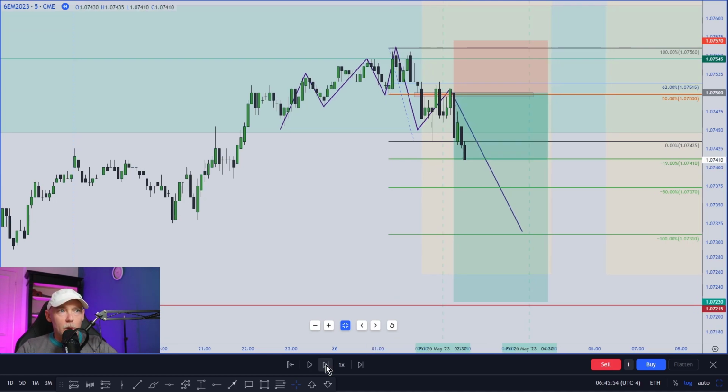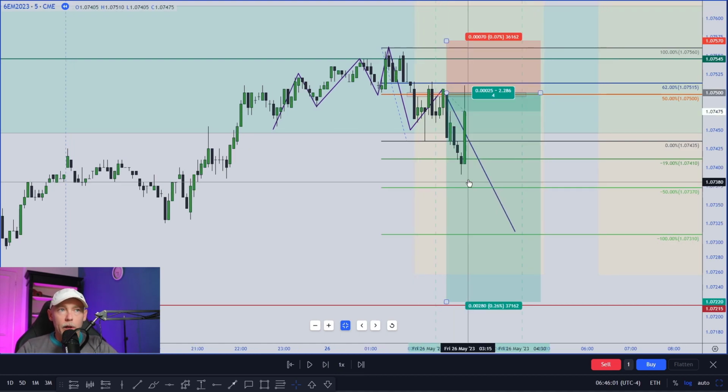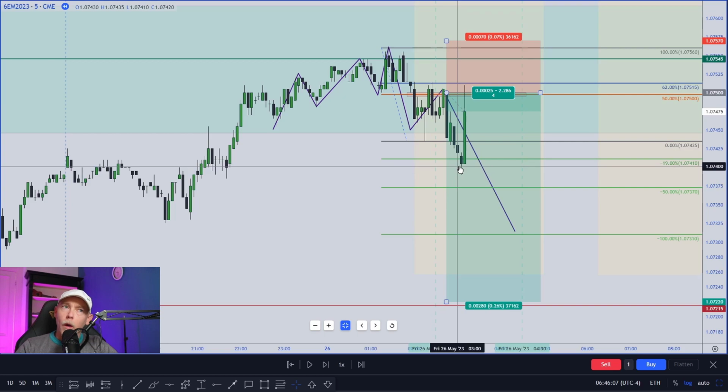Price continued moving lower. Continued moving lower. Happy days. Continued moving lower. Then we got this violent move up. When that happened, I was like, okay, hold on a minute now. What is here? What caused this violent move up? Is this something to be concerned about?